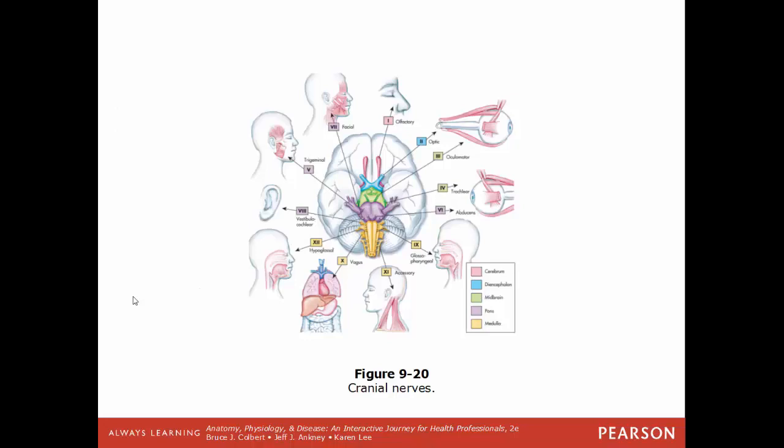And here's where all 12 pairs of these are found, if you're looking at the underneath side of the brain. Number 1 here, 2 here, 3, 4, and they're all color coordinated based on what part of the brain they're found in, whether it be the cerebrum, diencephalon, midbrain, pons, or the medulla.